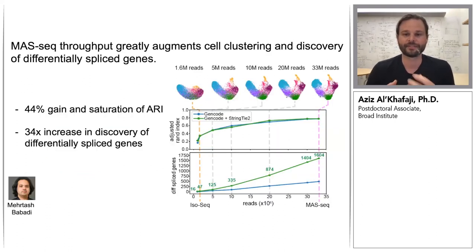Finally, through downsampling studies, we quantified the added value of MAS-seq throughput gains in terms of clustering capability and differential splicing discovery. As compared to Iso-Seq read depths, we observed a 44% increase in clustering accuracy as measured by the adjusted Rand index. As well, we see a 34-fold increase in discovery of differentially spliced genes, going from 47 all the way to 1600. And so these metrics clearly highlight the impact read depth has on clustering and discovery of differentially spliced genes.